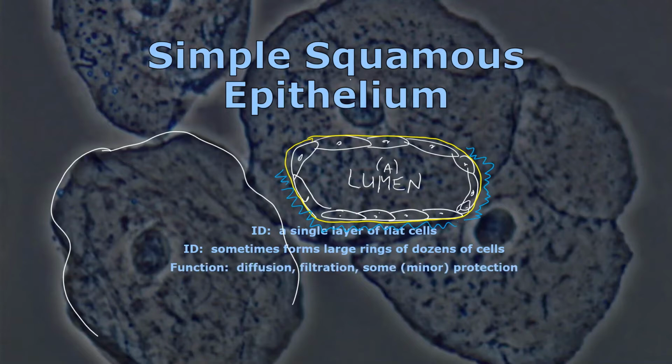Function. Well, it's a simple layer. It's just one layer thick. So this would be a great layer for diffusion. Remember, if we want water or other substances to move across some sort of layer, like in and out, we don't want a huge, big, thick wall like we saw on the first slide. We want a very narrow wall, just like this, something simple, so we can diffuse through it.